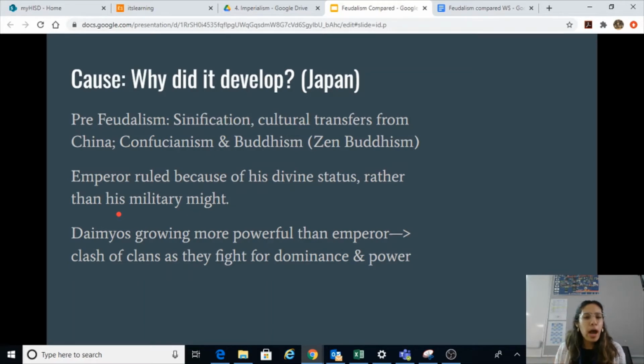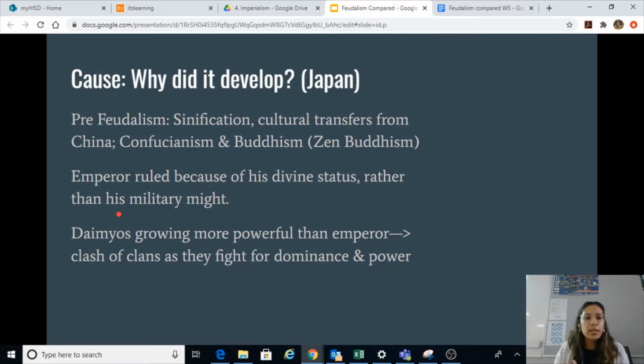They're going to be so powerful that they're actually going to be more powerful than the emperor. The emperor is going to lose his political power and just be demoted to being a symbolic figure that rules the country symbolically, not actually ruling. Like, people don't actually do what he says, but people pretend that the emperor still rules. So as the daimyos are growing more powerful, they're going to clash into each other, and they're going to fight for dominance and power. And so this is how feudalism is going to develop in Japan.